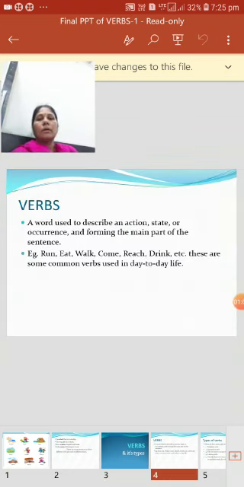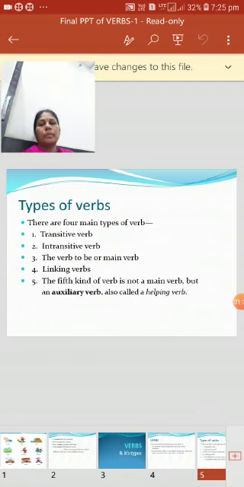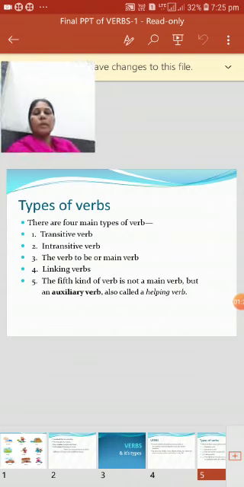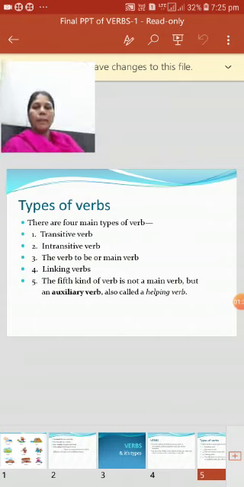Now verbs. A word used to describe an action, state or occurrence and forming the main part of the sentence is called a verb. For example, run, eat, walk, come, etc. These are some common verbs used in our day-to-day life. Now the types of verbs. There are mainly 4 types of verbs. The 5th one given in the slide is only the helping verb but not the main verb.